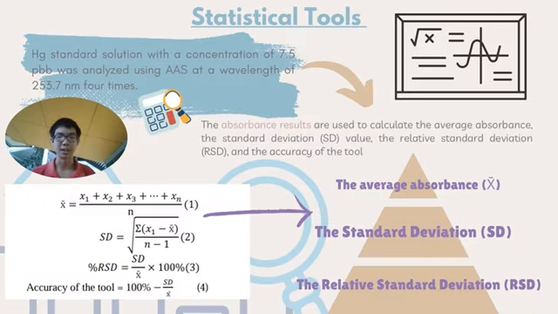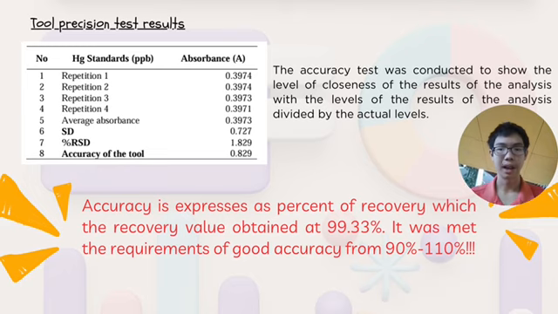Next, we use statistical tools to determine the accuracy test. So the tools we're using are the average of absorbance, the standard deviation, and also the relative standard deviation. The accuracy test was conducted to show the closeness of the result of the analysis to the actual value. So as you can see, the accuracy was really high. It's 99.33%. It's good news that we met the requirement of good accuracy.